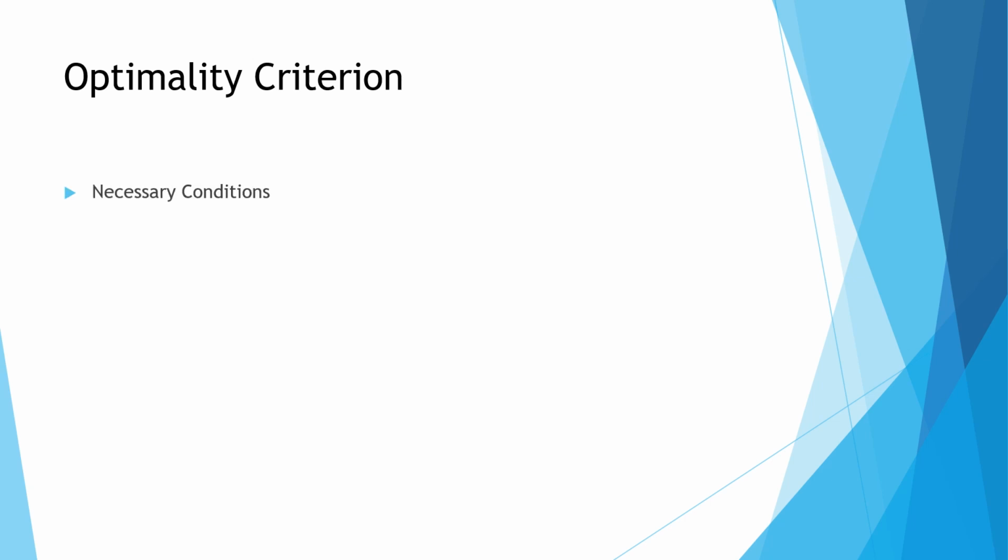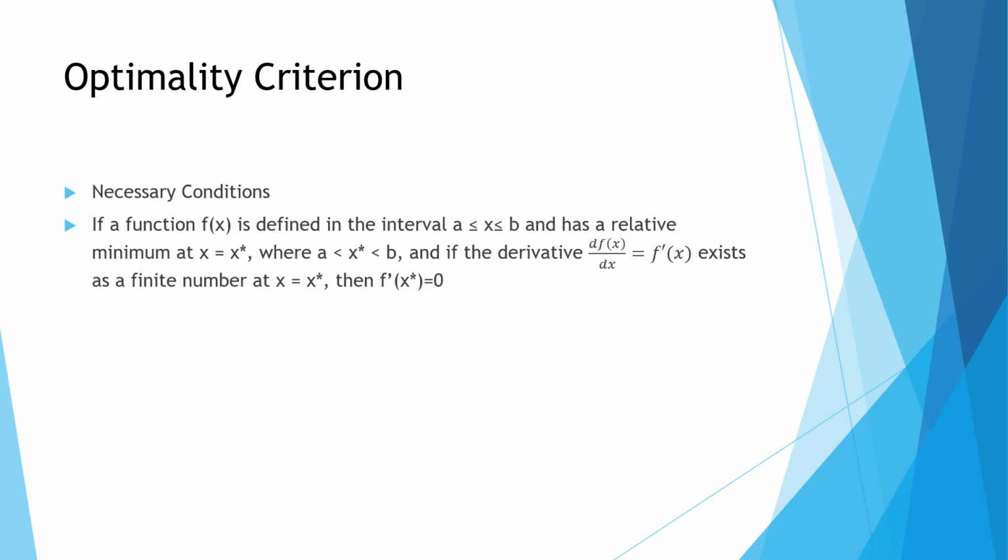So, what is the necessary condition? If function f of x is defined in the interval between a and b, that is x lying between a and b, and has a relative minima or extrema at a particular point, so instead of minima you can say extrema, at x equal to x star, where x star is also lying between a and b, and if the derivative f dash of x exists at x equal to x star, then that derivative is equal to 0.